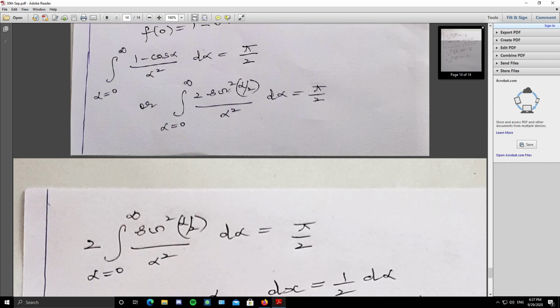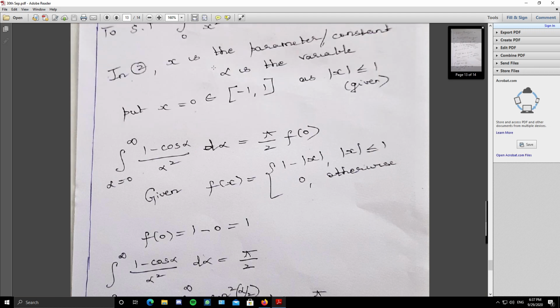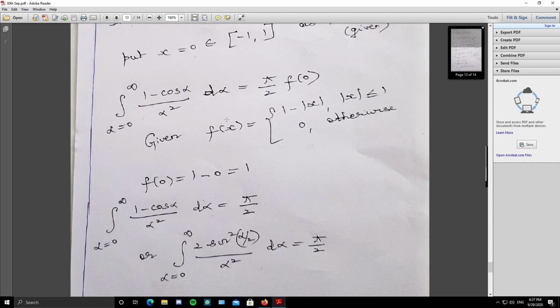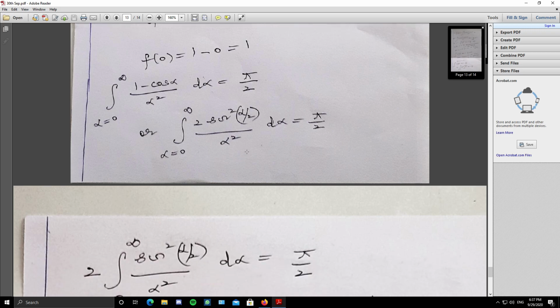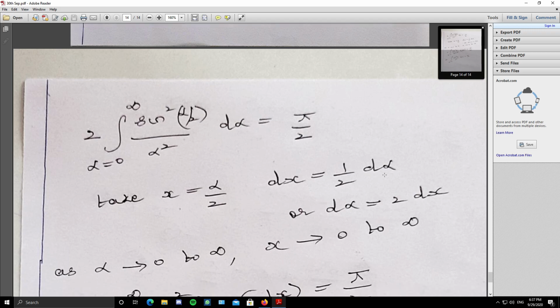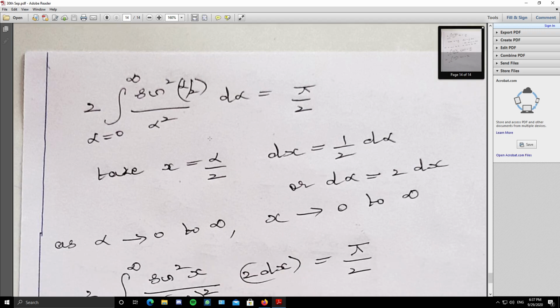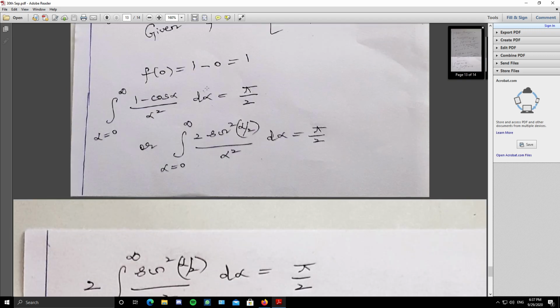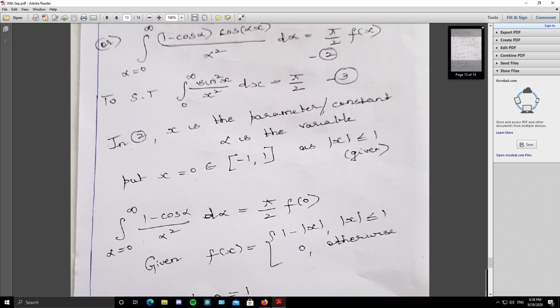In the next step, you have to get sin square x by x. So do the substitution. x is alpha by 2. So I have taken x as alpha by 2. dx is half d alpha, or d alpha is 2 dx. If alpha varies from 0 to infinity, x also varies from 0 to infinity. See, keep an eye on the question and simplify. We should get sine square x by x square. What we have to prove?